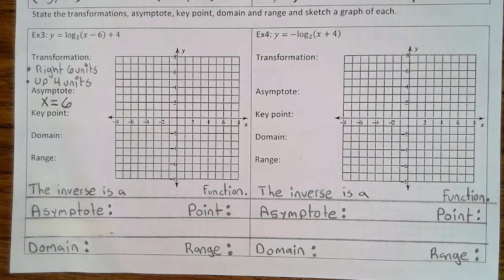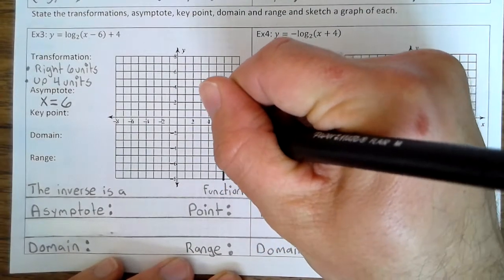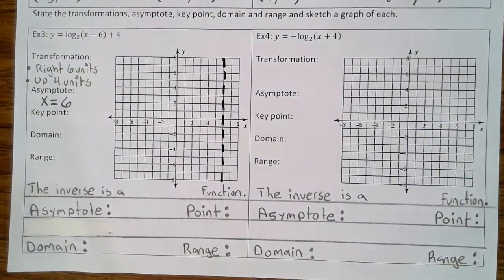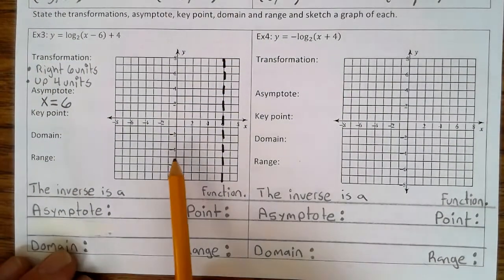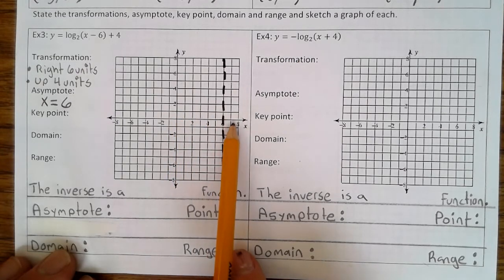All right, so now key point, in this case, let's graph the asymptote first. So x equals 6. Now the reason why we do this is for this reason. You see, because the graph is going to be to the right of the asymptote, we will not have a y-intercept. So to get a point, we're going to pick the next point we can to the right of the asymptote. So in this case, let's use x equals 7.